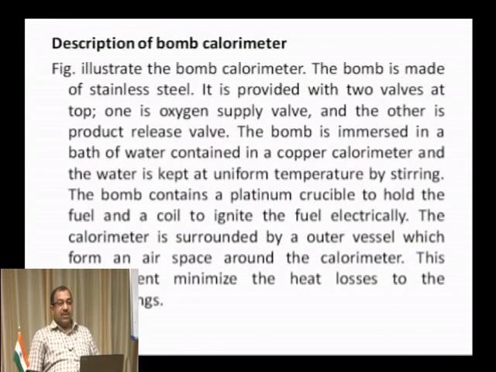The entire bomb is immersed in a bath of water contained in a copper calorimeter, and the water is kept at a uniform temperature by stirring it. The bomb contains a platinum crucible to hold the fuel and a coil to ignite the fuel electrically. The calorimeter is surrounded by an outer vessel which forms an air space around the calorimeter. So, this is going to minimize the heat losses to the surroundings.